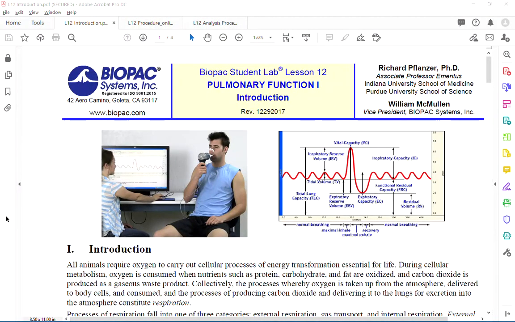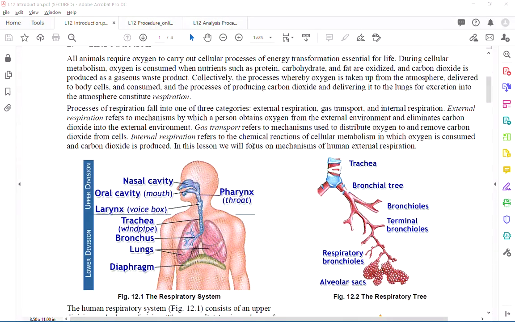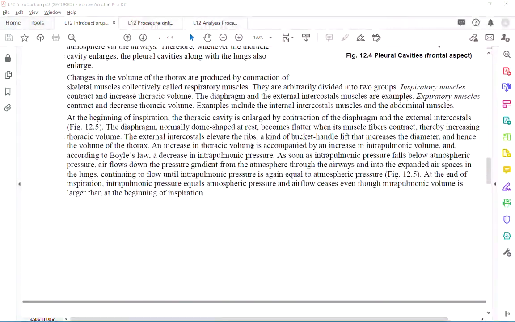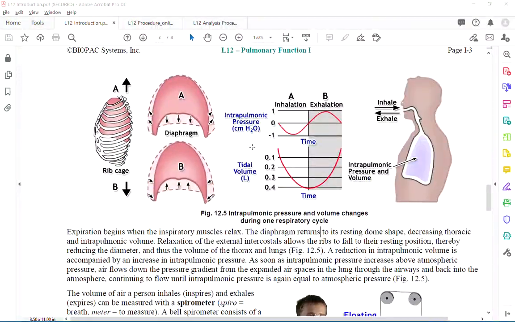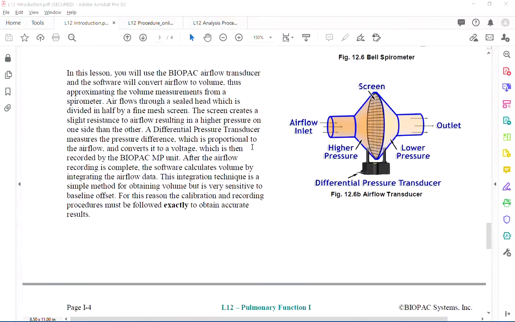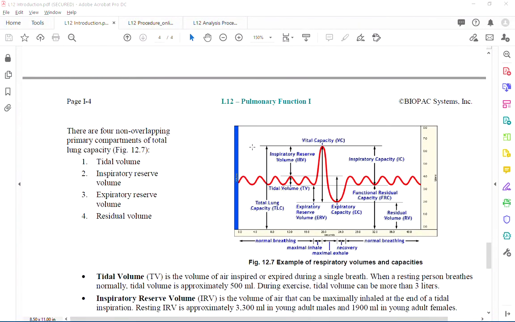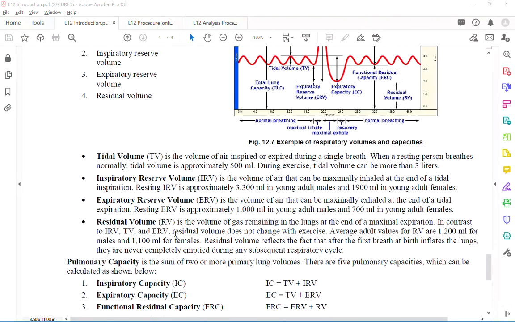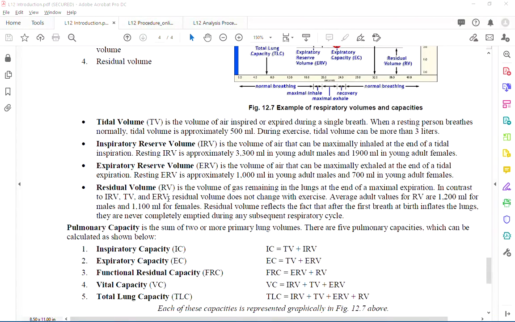Your introduction document for pulmonary function illustrates a lot of the material that you'll need to know as it pertains to the understanding of what we're measuring in lab. But again, we can see some of the figures that we just saw a moment ago, including this example of the respiratory volumes and capacities. And as I described some of them, you do have some additional information pertaining to those.